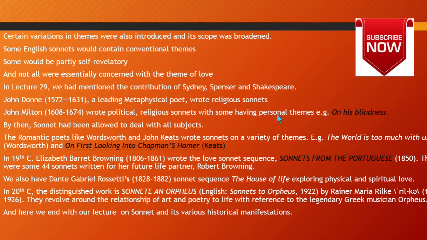of course some had personal themes related to his own self, and his sonnet on his blindness is a good example of something that has religious overtones and also personal overtones. So in that sense, this was another good example of variations in the subject matter and themes of the sonnet. So we can say that in the hands of English poets, the sonnet had become open to deal with all sorts of subjects, religion, politics, the personal self, and then of course the theme of love had always been there.